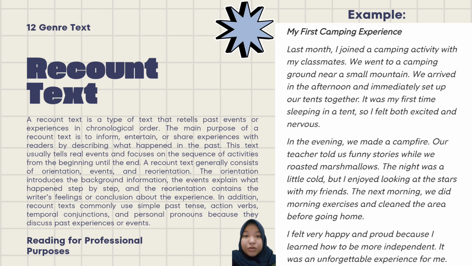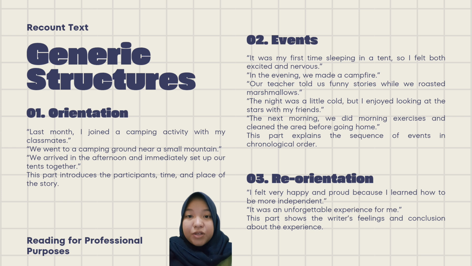Now, I will continue with recount text. A recount text is a type of text that retells past events or experiences in chronological order. The purpose of recount text is to inform or entertain readers about events that happened in the past. The example of recount text in this video is my first camping experience. The first generic structure is orientation. This section introduces the background information such as the participants, time, and place of the event.